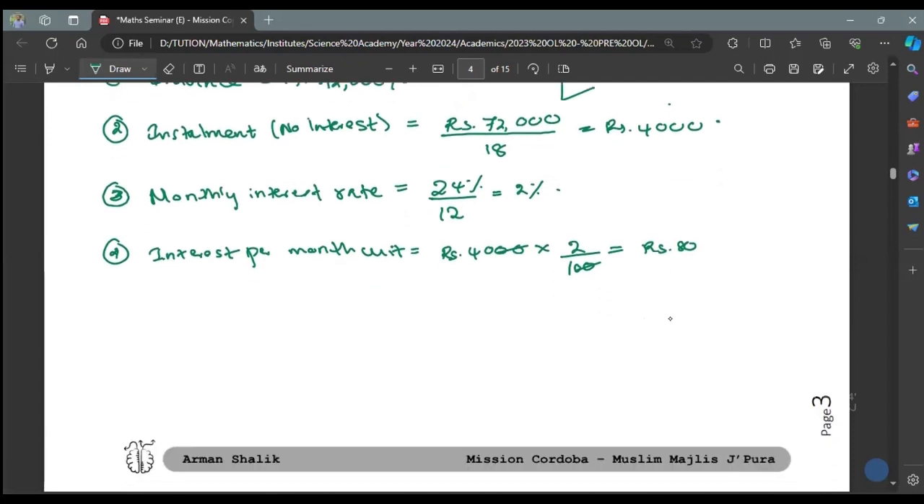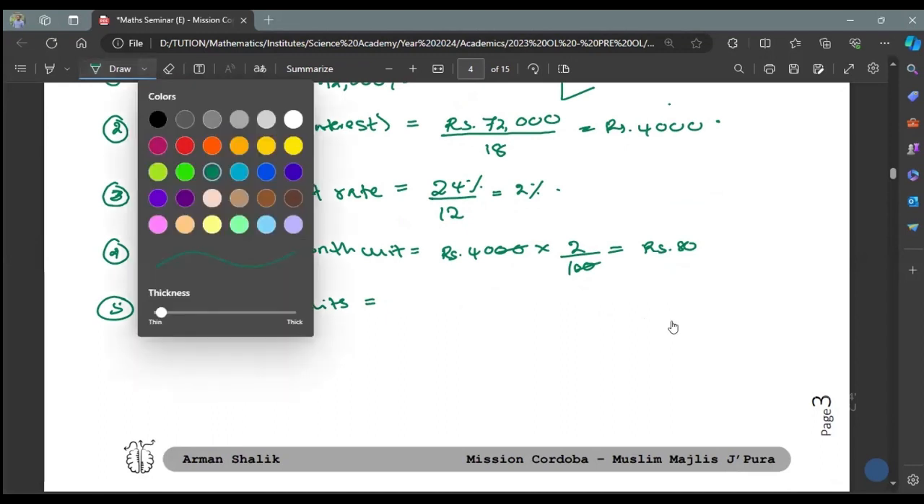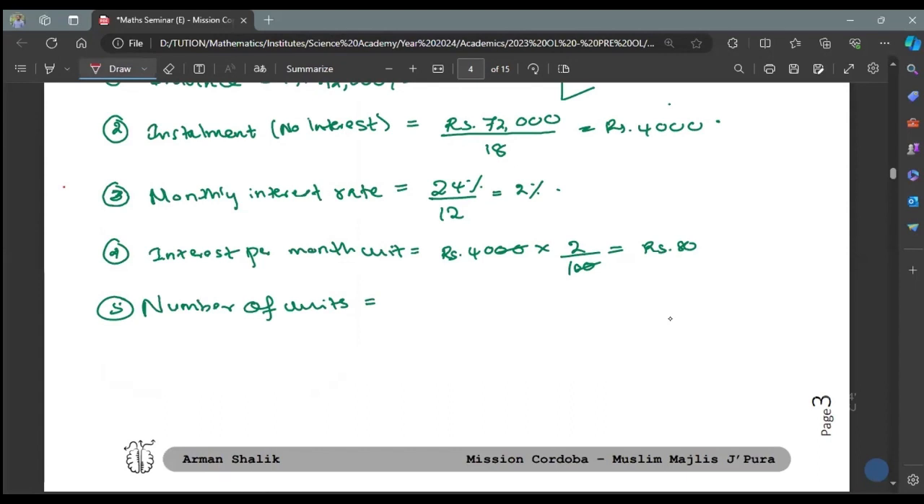Okay. So now I'm going to calculate the number of month units. To calculate this one, Puta, there is a formula. That formula you should remember. They won't give you this formula in exams. I will write the formula here, but in exams, you don't have to write the formula. You can directly substitute the values.